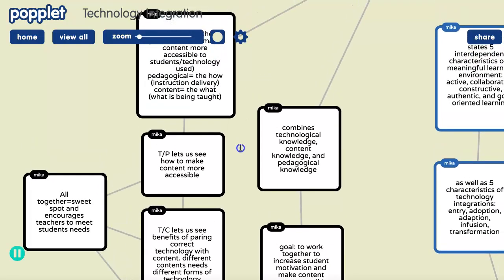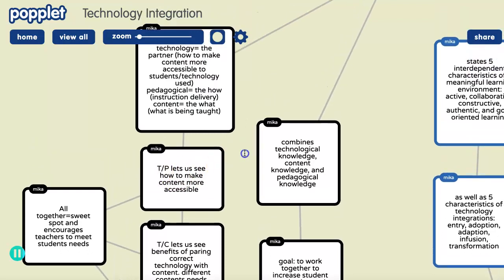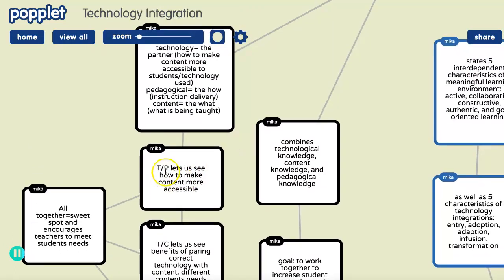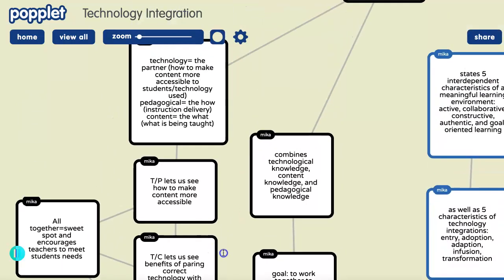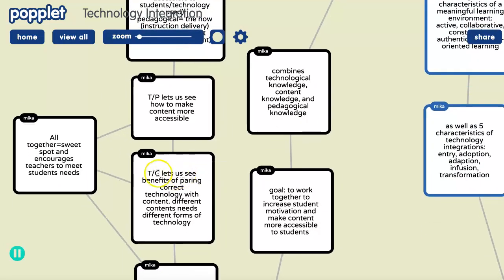So if we combine the technological and the pedagogical, it allows us to see how to make content more accessible. If we combine the T and the C, so the technology and the content, it lets us see the benefits of pairing correct technology with content. So obviously different contents need different forms of technology. So this just allows us to see what works well with the other.